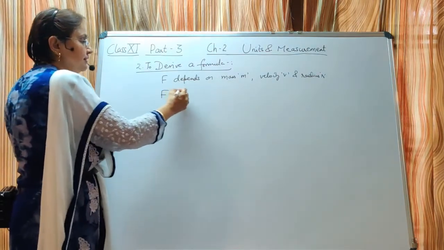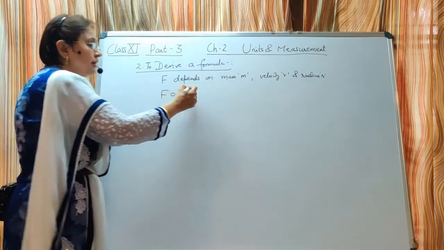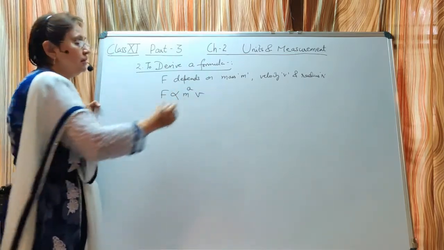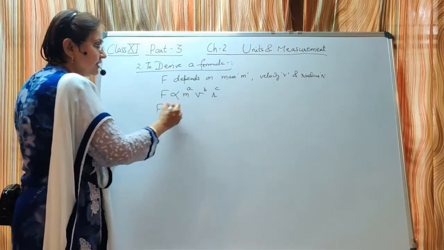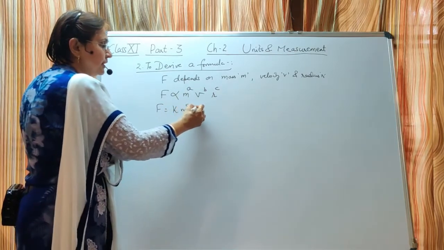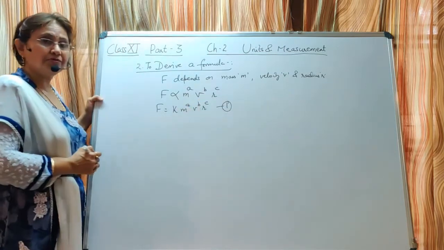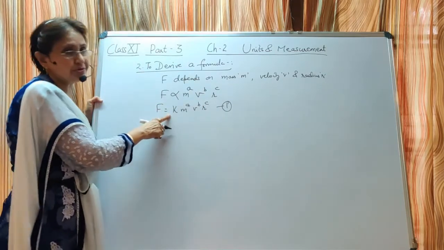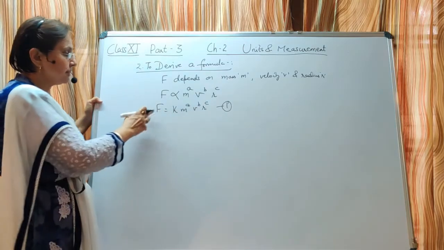Okay, so here it is given that force depends upon mass, power of which is not known. Let us raise it to the power A. It depends upon velocity. Let its power be B. It also depends upon radius. Equating it, with some constant of proportionality, F is equal to K M raised to the power A, V raised to the power B, R raised to the power C. Put it as equation number 1. Now our aim is to find out A, B and C and substitute it here so that we can find out the formula of centripetal force.